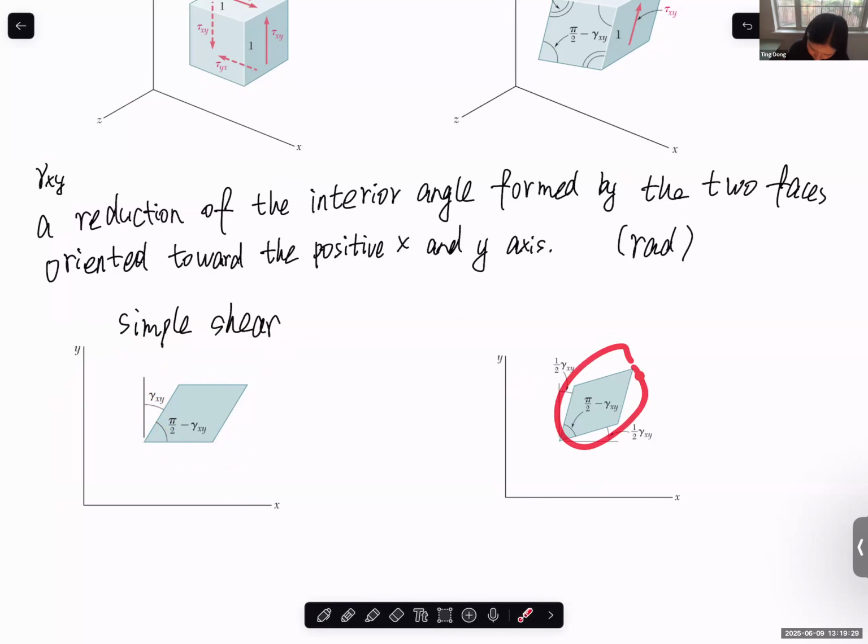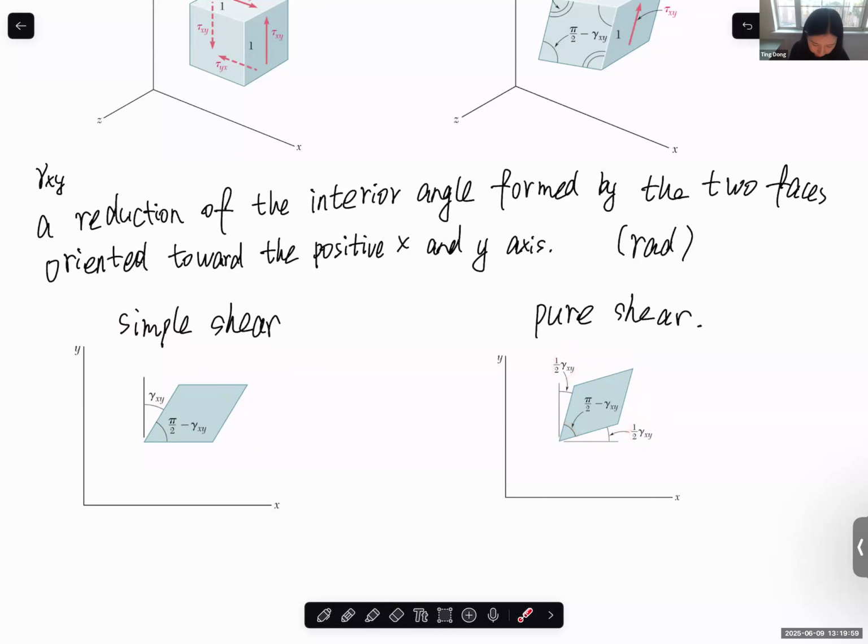And this one is considered as the pure shear. It's just the name that you probably will frequently see, but it's not really important for calculation. So you can just consider, now let's say it's origin 90 degree, and now after deformation caused by shear force, this one plus this one becomes the reduction of the interior angle.